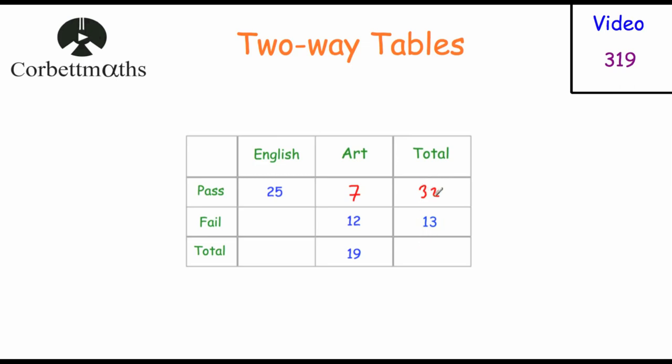Next, I'm looking at these totals. So we know 32 students passed the course and 13 failed their course. So if we add together the 32 and the 13, we can see how many students there are in total. So 32 add 13 is 45. So let's put that in.